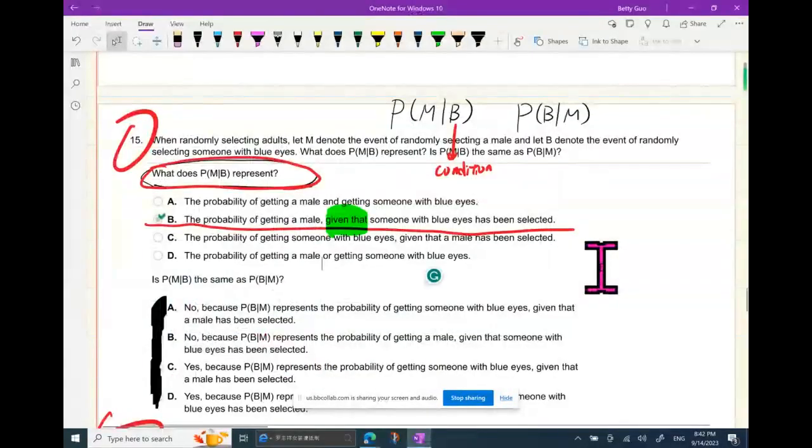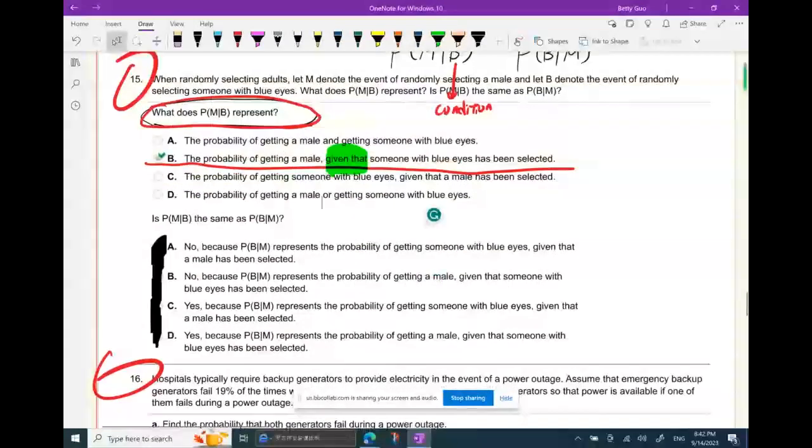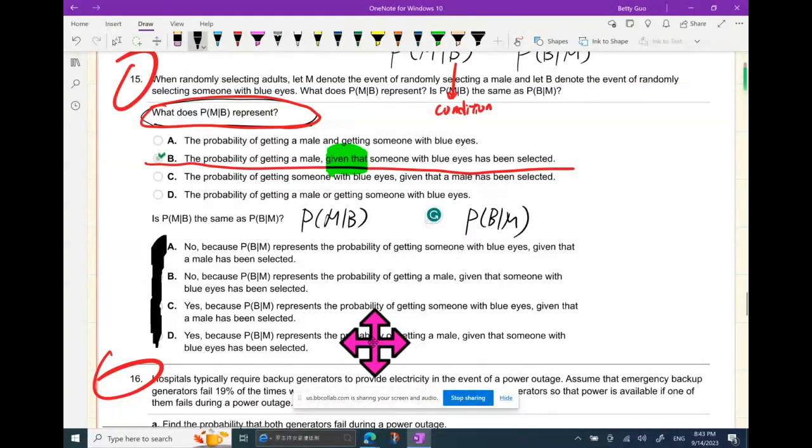Now we're going to see the difference between P of M given B and P of B given M. The only difference is notation-wise, just the order. But it makes a huge difference, because only the event behind the bar is the condition. Which one do you want to choose?